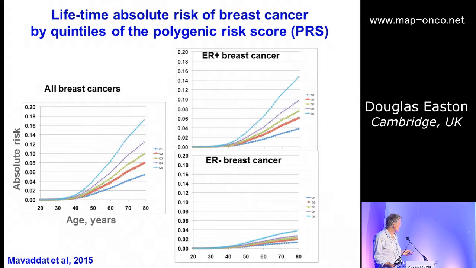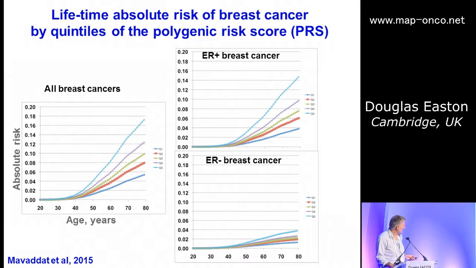This is looking now at absolute risk of breast cancer according to where you lie on this distribution. On the left here, this is all breast cancer. The average risk is about 9 to 10%. But you can see that the women in the top 20% of the distribution have a much higher risk, getting on for 18%. Women in the bottom 20% have a much lower risk. So you're getting information which could be useful in terms of considering screening strategies or chemoprevention, for example.